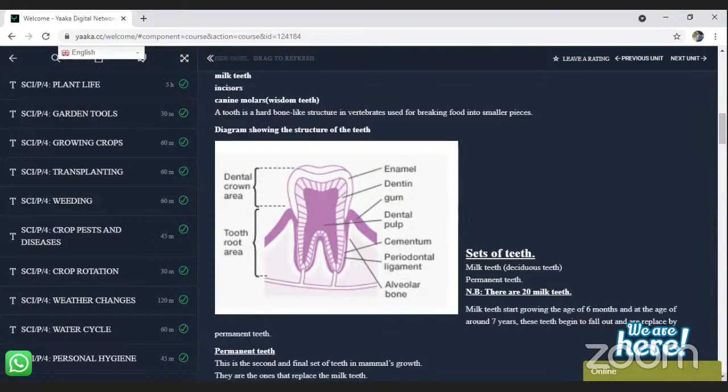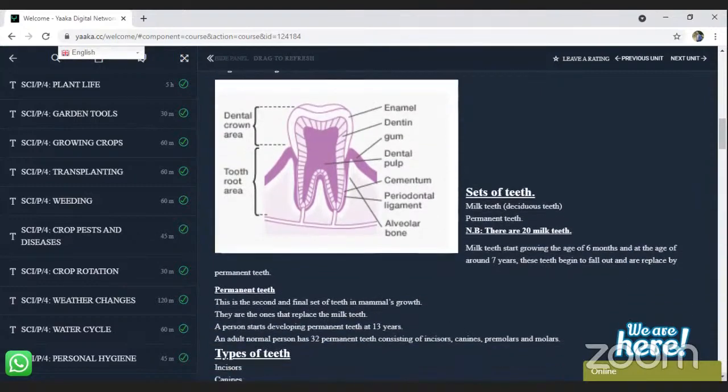As simple as that. Sometimes they can ask you why molar teeth are regarded as the wisdom teeth. It's because they develop in adults, because adults are believed to be wise persons. So permanent teeth, this is the second and final set of teeth in mammals. They are the ones that replace the milk teeth.